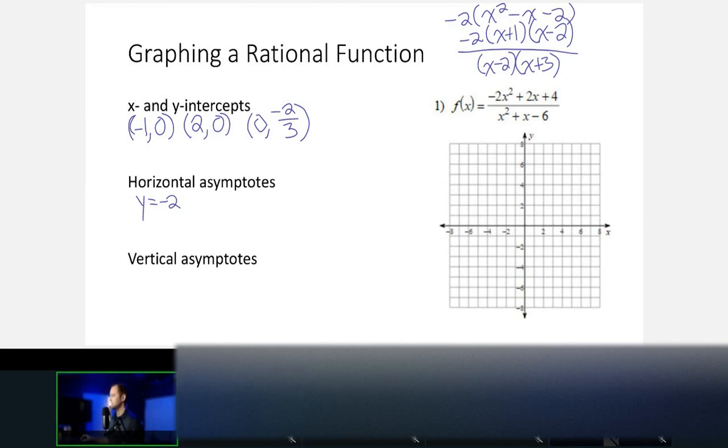Yeah, so remember VAs and HAs are equations, not coordinates. So your VAs and HAs should be in the form of y equals or x equals. Only intercepts are written as coordinates. HAs, VAs, SAs are equations. Make sure you get that right on your TGA. So yeah, your VAs are x equals 2 and x equals -3.